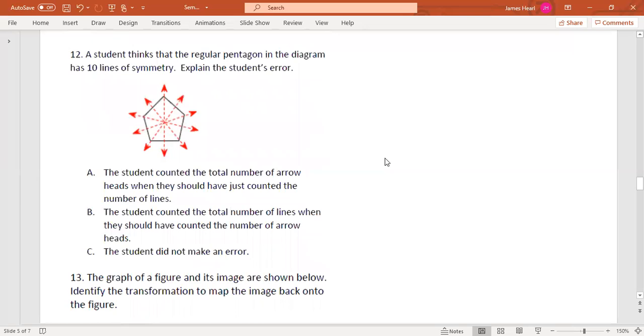Similar to the last question, now let's do a little bit of error analysis. One student looks at this picture and says there are 10 lines of symmetry, so what mistake have they actually made here? Think about what you have. You have a pentagon, so there's 1, 2, 3, 4, 5 lines of symmetry, not 10, which if you start looking at the answers, counted the total number of arrowheads when it should have been just the number of lines. That's the error that's been made. A regular pentagon has 5 lines of symmetry, 1 through each side and the angle across from it, as the picture showed.